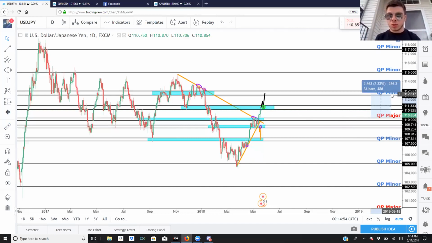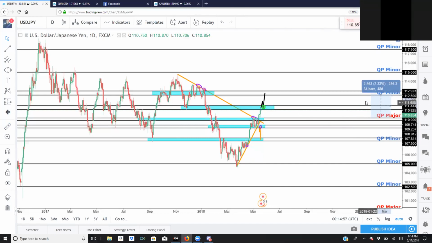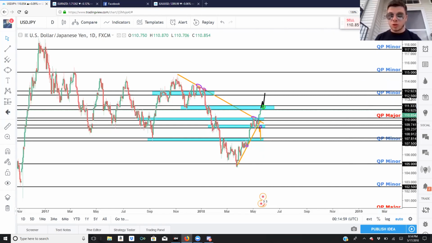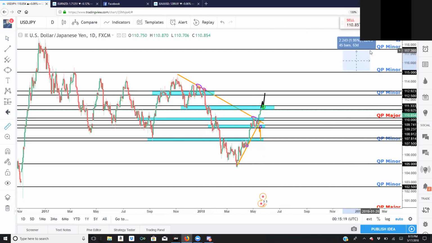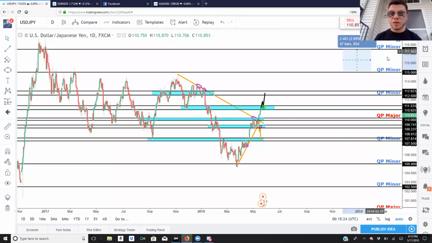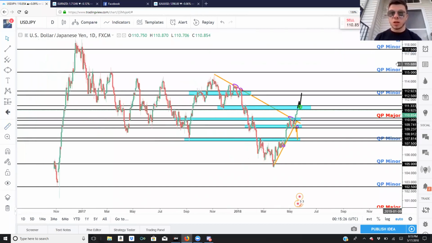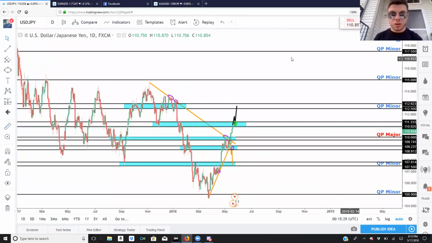Even if you don't know, you can just take your measuring tool and go up and see that this is 250 right around this area. So it'd be 112.50. And then the next one? Well, 250 plus 250 is 500, so now you're at 115. That's your next 250. Then add 250 to 500, that's 750, and your next 250 gets you to 120, which would be your next major area.